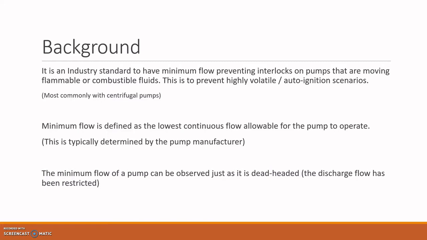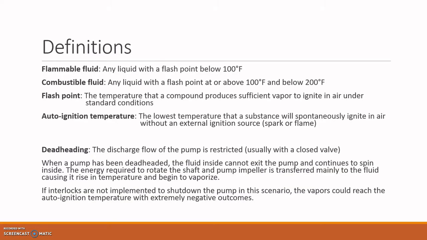The minimum flow is defined as the lowest continuous flow allowable for a pump to operate, and this is usually determined by the manufacturer itself. Typically the minimum flow can be observed just as the pump is deadheaded or the discharge has been restricted. A couple definitions I'm going to go over real quick, because they're terms that are brought up quite a bit through the rest of this presentation.